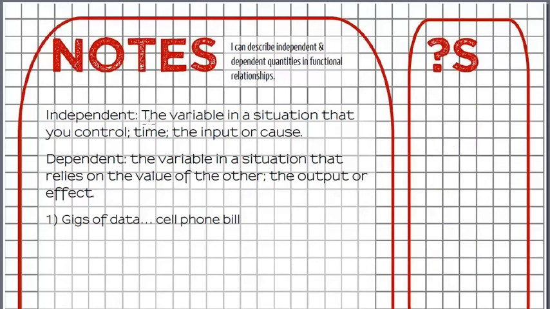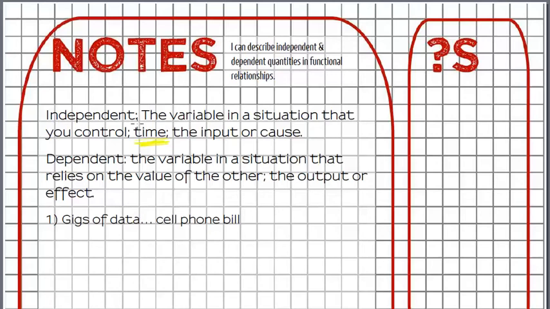Now let's take a look at independent and dependent variables. An independent person is someone who is in control. It's someone who understands what's going on around them and can just take control of it. The variable in a situation that you control is the independent variable. It's the one that is in charge. And so oftentimes, 99% of the time, if time is one of your two variables, then it will be the independent variable.